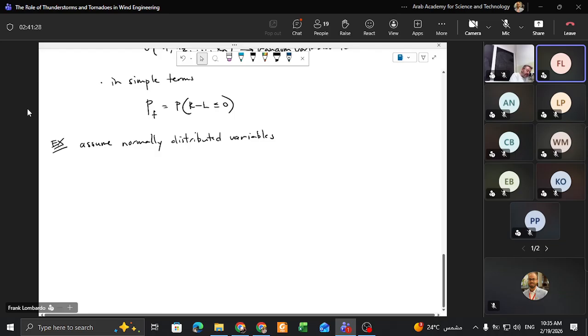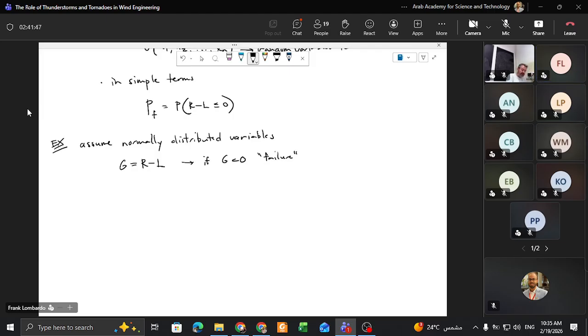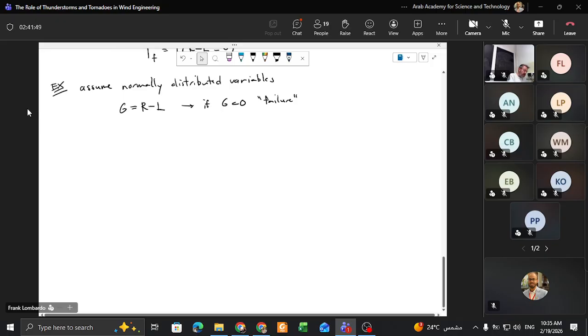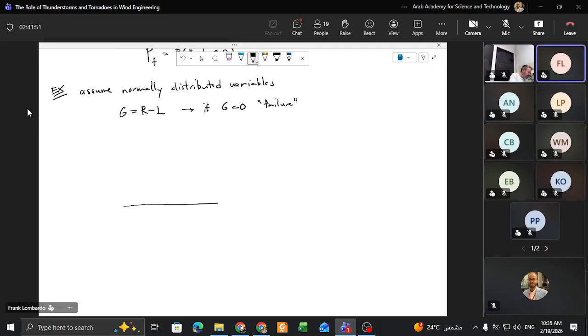Okay, so let's say we have two normally distributed variables, load and resistance. We have a limit state function, which we'll keep simple for now, which is just, again, the resistance minus the load. If G is less than 0, we're going to get a failure. This function G may look something like this, also normally distributed.